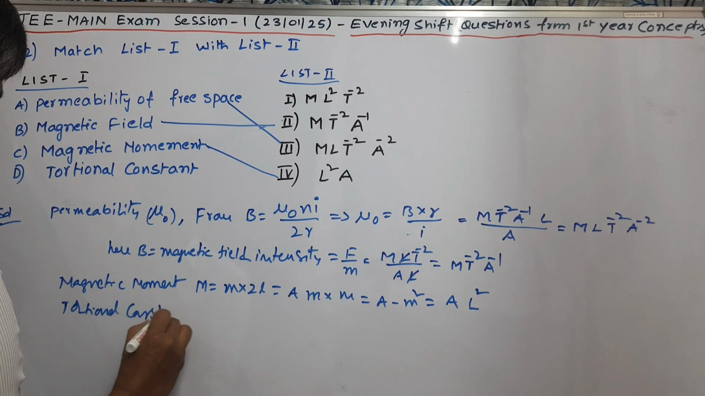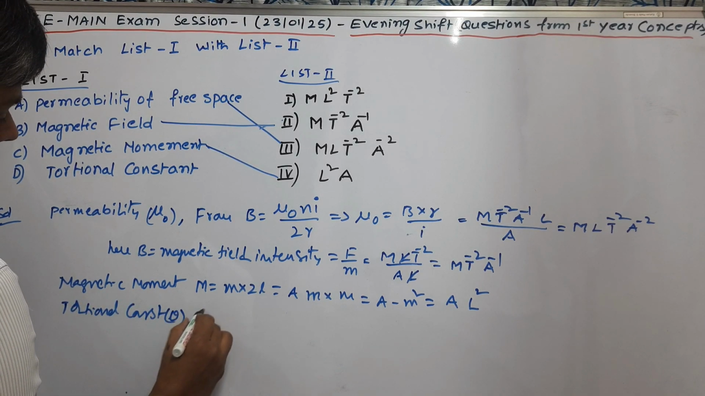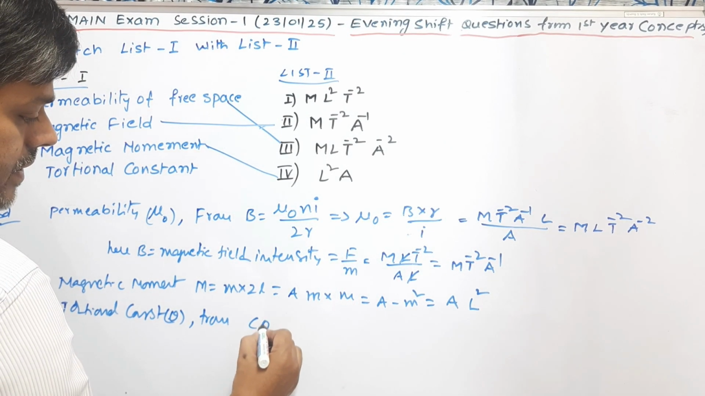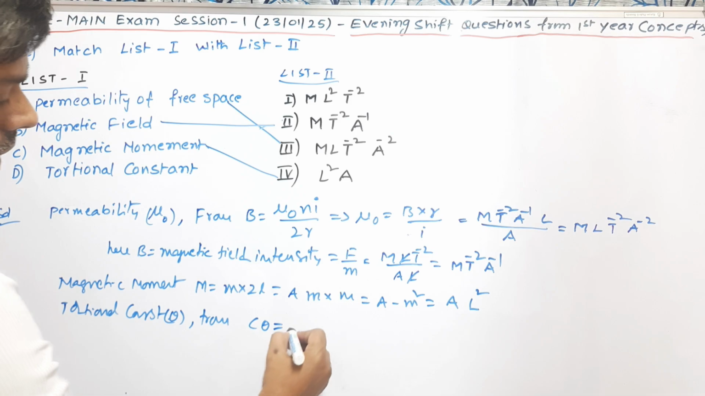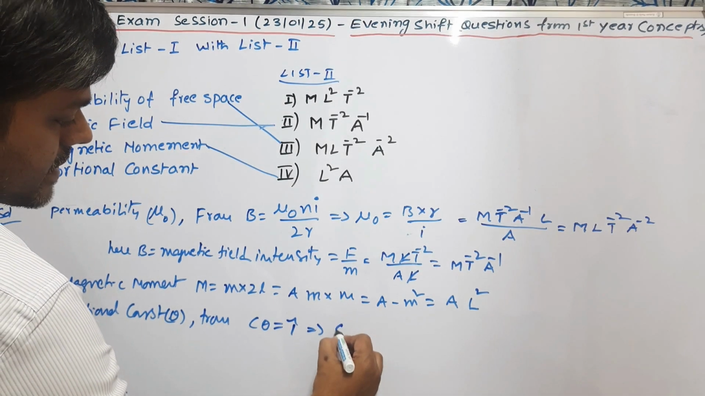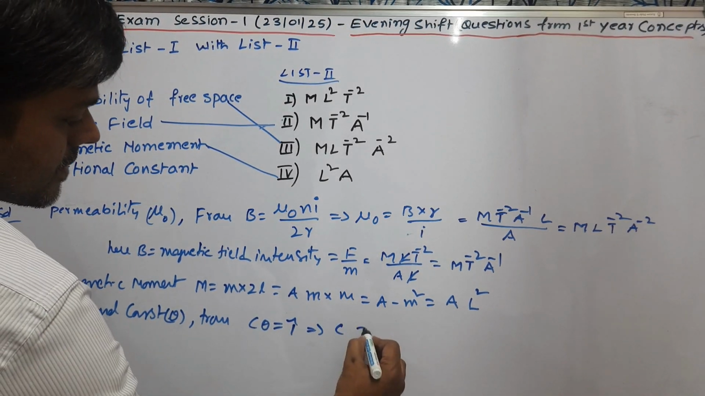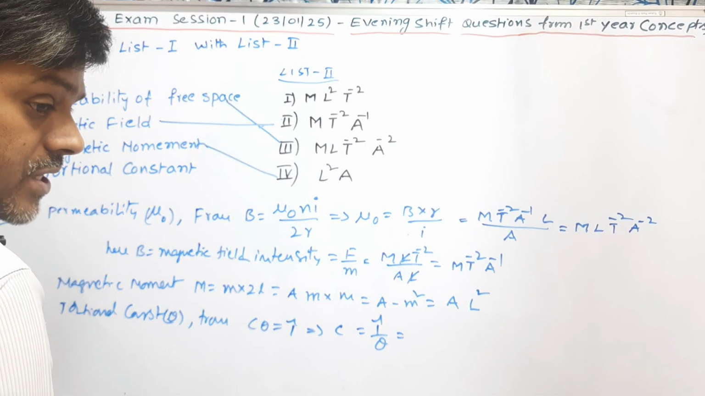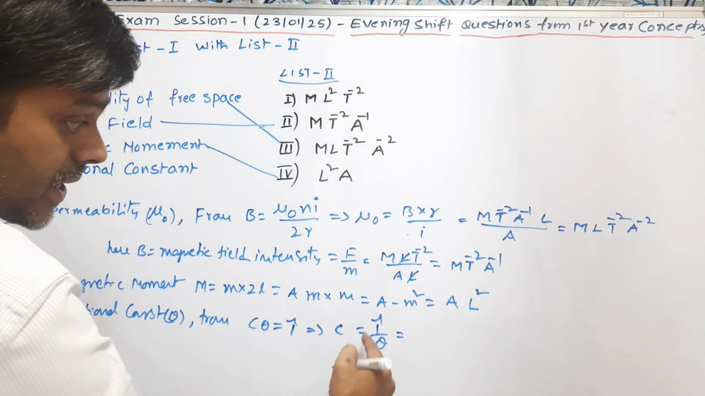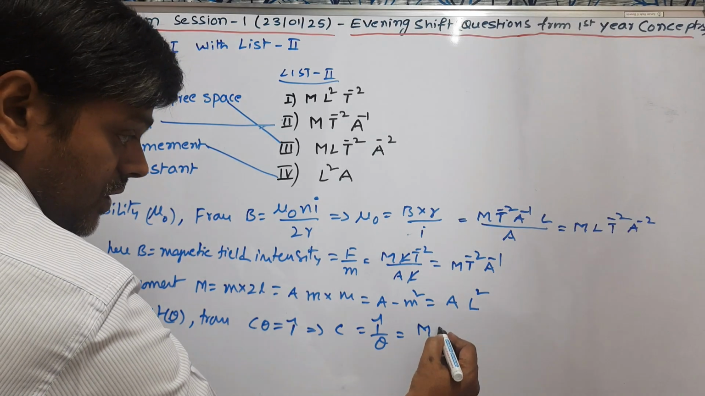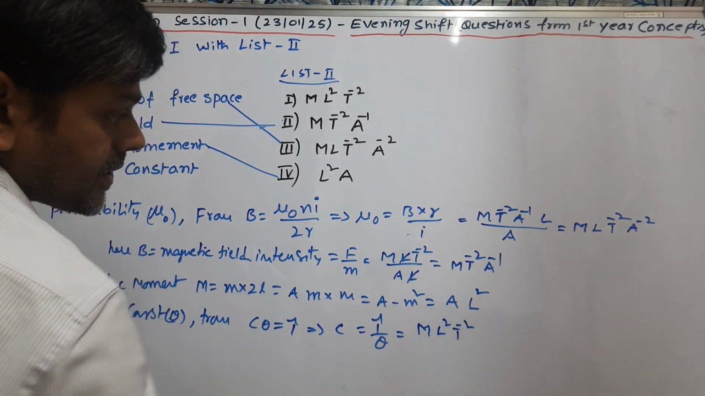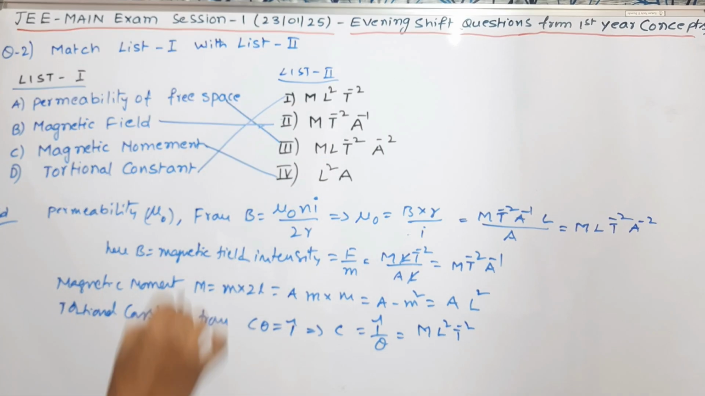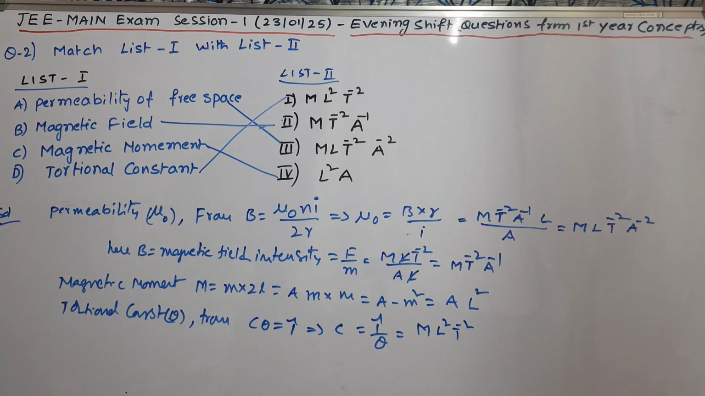Okay, next torsional constant. From the moving coil galvanometer, C theta is equal to torque tau. That implies torsional constant C is equal to torque by theta. Theta is angular displacement, it doesn't have any dimension formula. Torque is nothing but work, M L square T power minus 2. So the remaining is M L square T power minus 2. So this is the answer for this question, right?